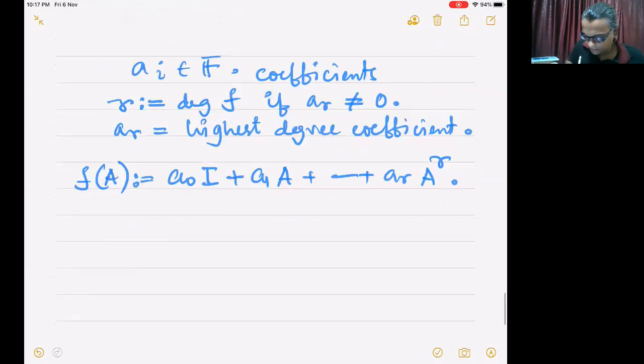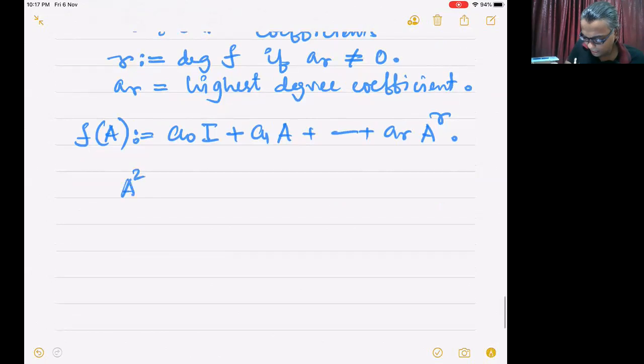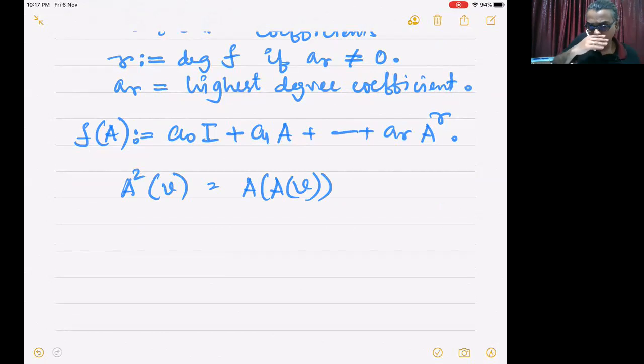Let me write this: A square acting on a vector v means A(Av). This is just composition of maps. That means here I'm composing the same map with itself, a linear operator. Matrix-wise it is just a product of matrices, various powers of matrices.